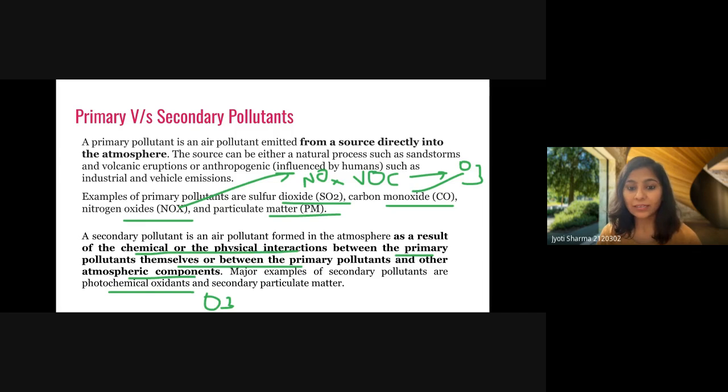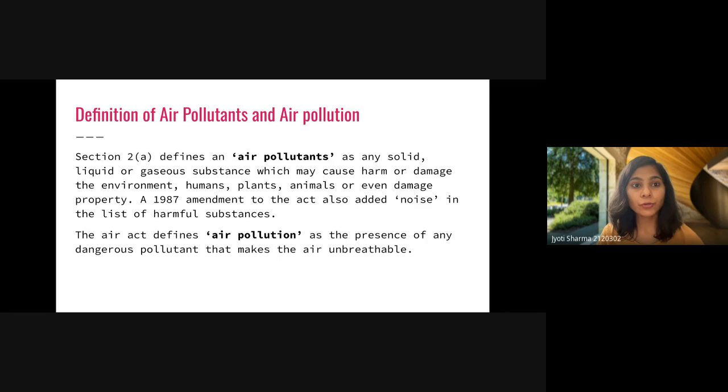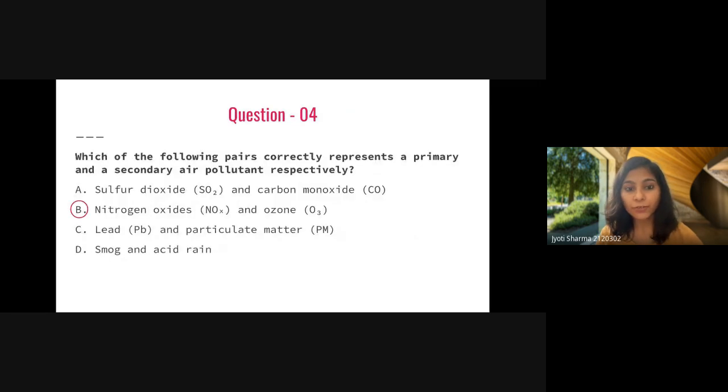So I think it is clear right now. Let me show you again the options. So SO2 and CO both are primary pollutants. So this should not be the answer, right? Lead and particulate matter both are the primary pollutant, and this should not be the answer. Smoke and acid rain both are the example of secondary pollutant, and this should not be the answer.